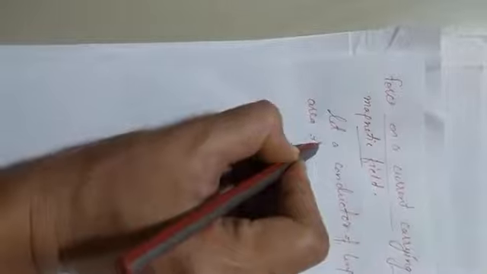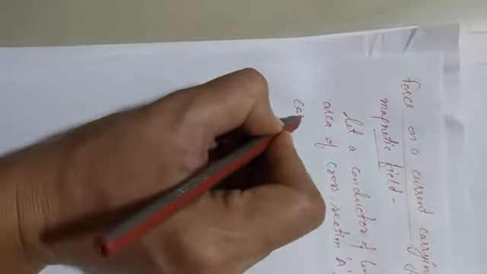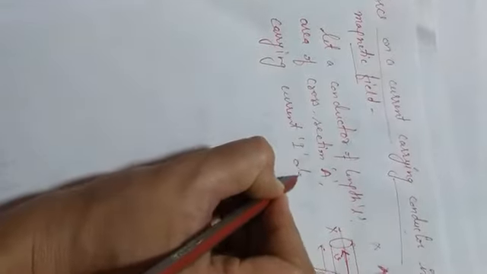Then how can we find this force? What is the amount of this force? As we know, let a conductor of length L, area of cross section A, carrying current I along the Y direction.